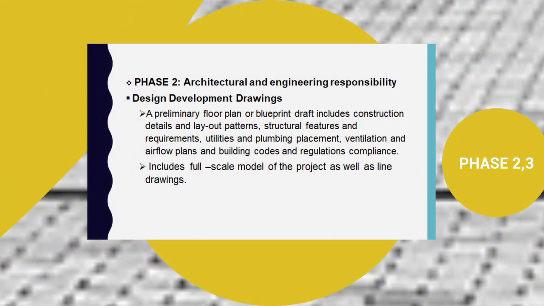Phase 2 is architectural and engineering responsibility. This is design development drawings, a preliminary floor plan or blueprint. The draft includes construction details and layout patterns, structural features and requirements, utilities and plumbing placement, ventilation and airflow plans, and building codes and regulation compliance. This includes a full-scale model of the project as well as line drawings.